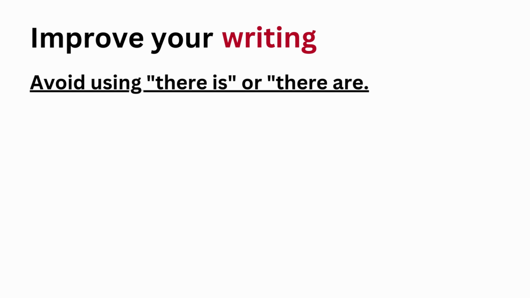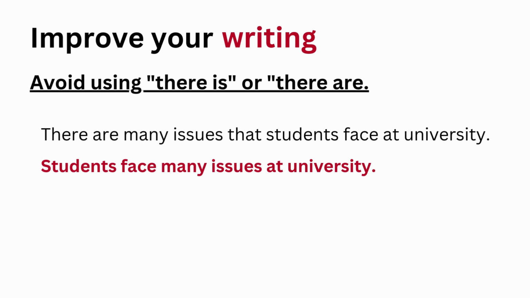Let's look at an example. There are many issues that students face at university. This is a sentence, but if I wanted to improve it and make it more appropriate for academic writing, I would change it. I'd remove there are and rewrite it as students face many issues at university. See? You don't need there is or there are.